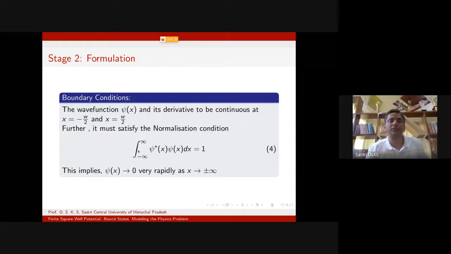Physically, what does that mean? It implies psi of x should tend to 0 very rapidly as x tends to plus or minus infinity. Otherwise, it won't be square integrable and you will not get a fixed finite value here. So this is what physically should happen. Psi of x should die down to 0 very quickly.